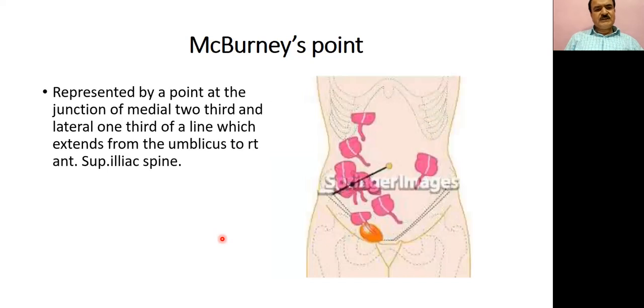What is McBurney's point? Commonly represented by a point at the junction of medial 2/3 and lateral 1/3 of a line which extends from the umbilicus to the right anterior superior iliac spine. So from the right side anterior superior iliac spine to the umbilicus, we draw a line. At the junction of medial 2/3 and lateral 1/3 is the McBurney's point.